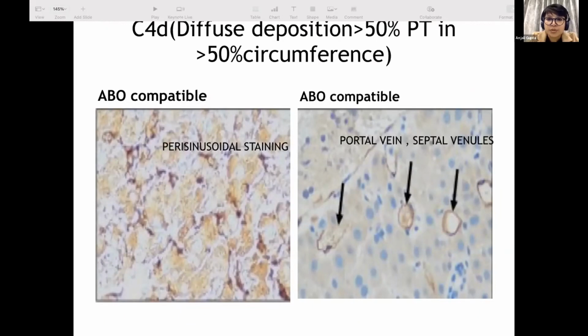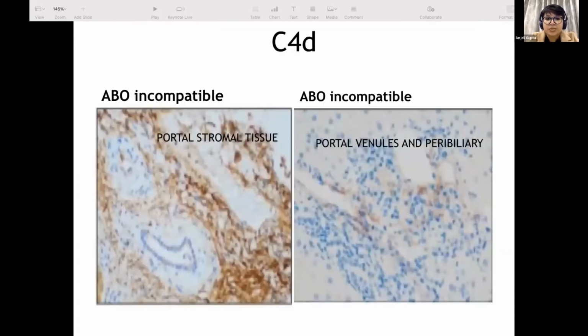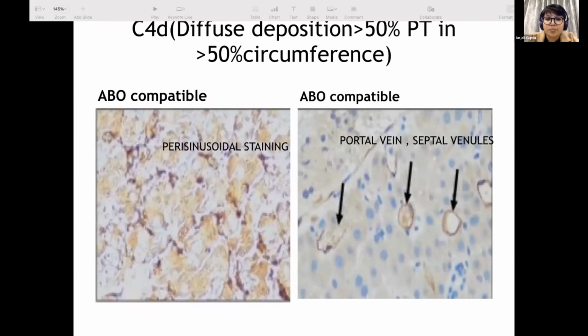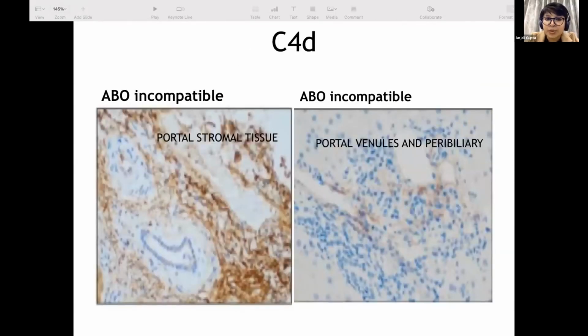There is diffuse deposition in more than 50% of portal tracts and more than 50% of the circumference of the venule or whatever vessel it is looked in. So in ABO compatible, it is mostly perisinusoidal staining, and in portal veins as well as septal venules, as well as in other places where we get capillaries. Next. And in ABO incompatible, we have portal stromal tissue staining and portal venule and peribiliary staining.